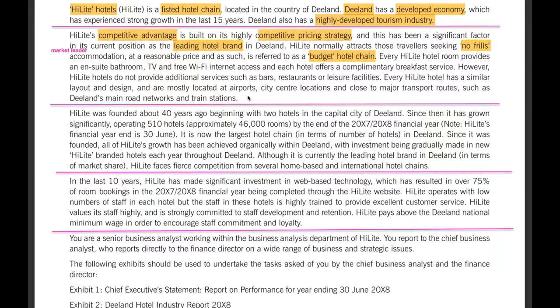located at airports, city center locations, and close to major transport routes, such as Dillon's main road works and train stations. Do you think that this is significant? Why do you think that this is significant? Because it's quite near to transportation, so it's easier for people to travel around. And especially when it is located at the airports.